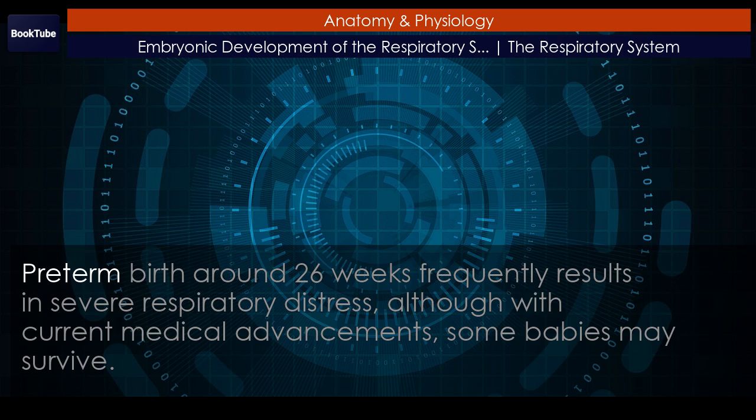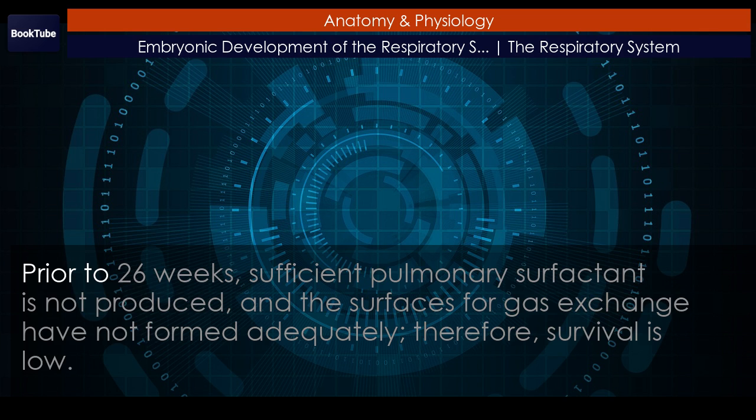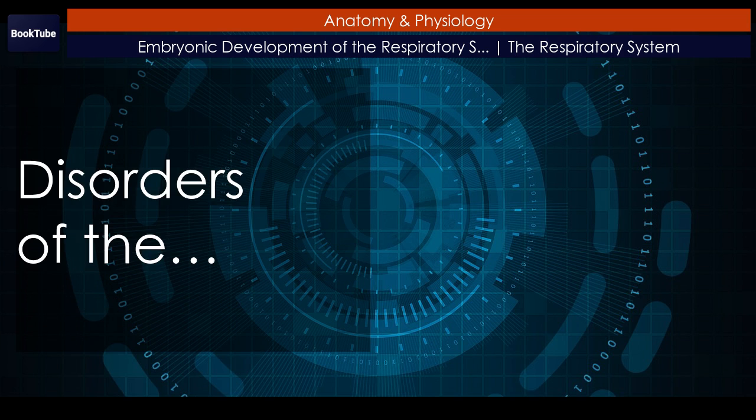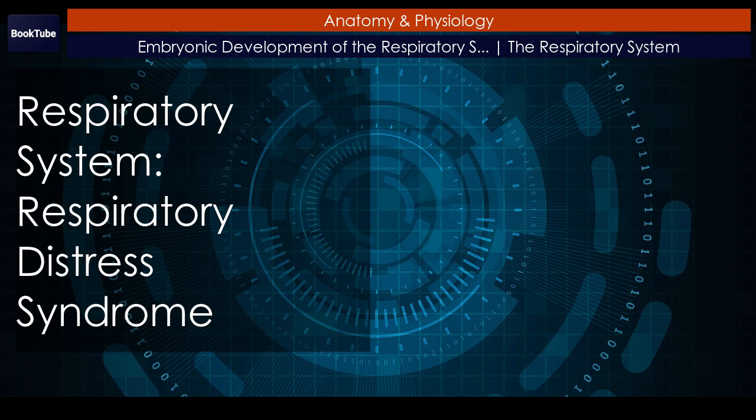Pulmonary surfactant is critical for inflation to occur, as it reduces the surface tension of the alveoli. Preterm birth around 26 weeks frequently results in severe respiratory distress, although with current medical advancements, some babies may survive. Prior to 26 weeks, sufficient pulmonary surfactant is not produced, and the surfaces for gas exchange have not formed adequately. Therefore, survival is low.